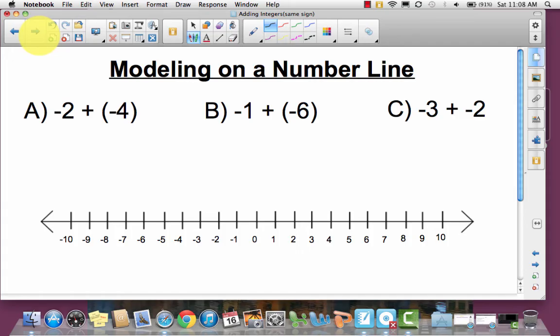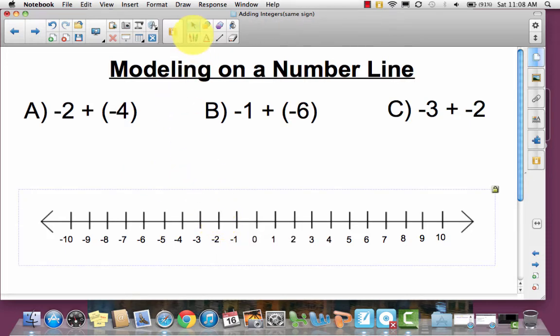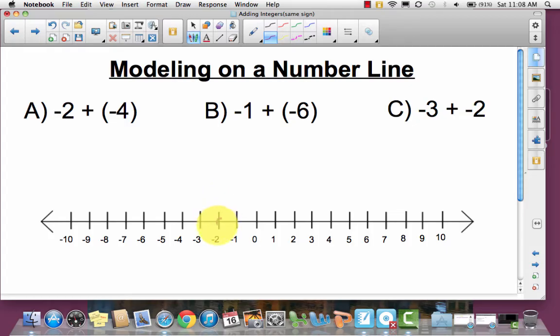We could also do this on a number line instead of using number chips. So if I look at example A here, we're going to do A in purple. -2 plus -4. I'm going to start off with that first number in the equation and find that on the number line. So -2 is right here, and I'm going to put a little dot.